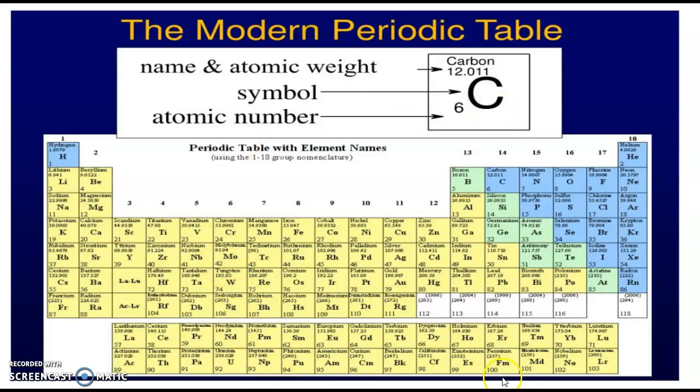This is the modern periodic table, which consists of S block elements, P block elements, D block elements and F block elements. This is the explanation of the periodic table.